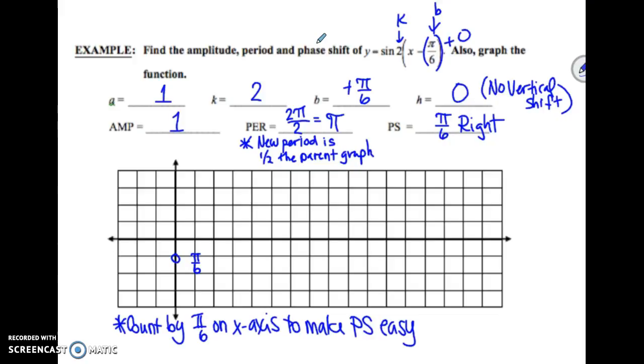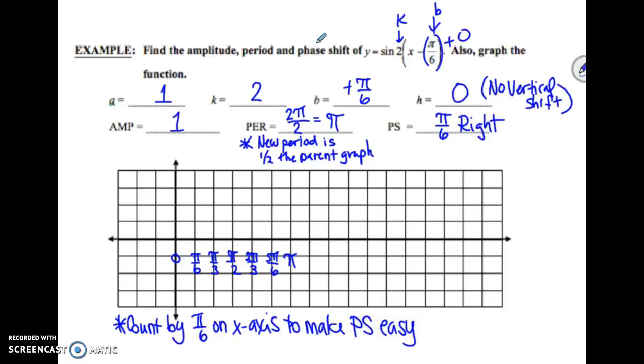This will be pi over 6. 2 pi over 6 is pi over 3. 3 pi over 6 is pi over 2. 4 pi over 6 is 2 pi over 3. 5 pi over 6. And 6 pi over 6 is pi. Now we know our period is pi, right? So I'm not going to worry about going any further than that.